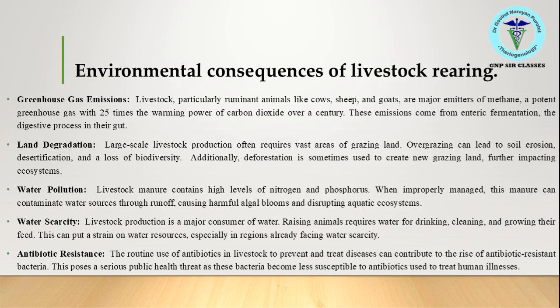Greenhouse gas emissions. Livestock, particularly ruminant animals like cows, sheep, and goats, are major emitters of methane, a potent greenhouse gas with 25 times the warming power of carbon dioxide over a century. These emissions come from enteric fermentation, the digestive process in their gut.